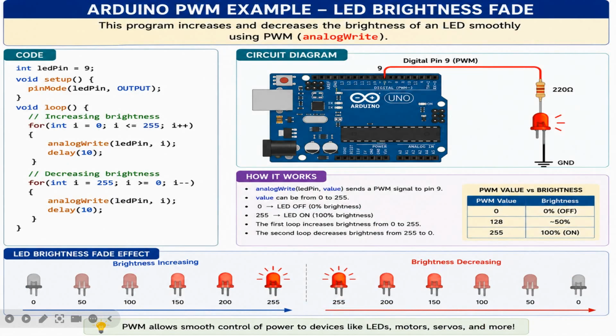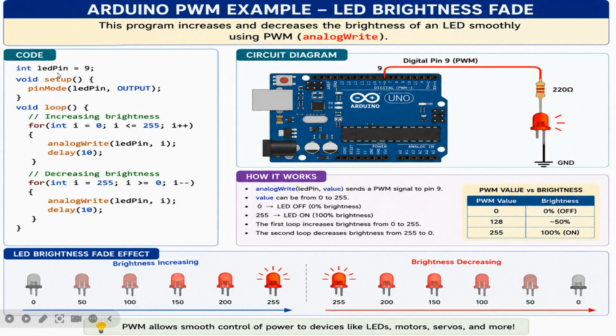Now I'll show you two programs. First, the LED or any device which you are using will change. Suppose I'm using an LED, it will change its brightness from 0 to 255, that is from off to very high. So the brightness will increase, then again the brightness will decrease for this program.